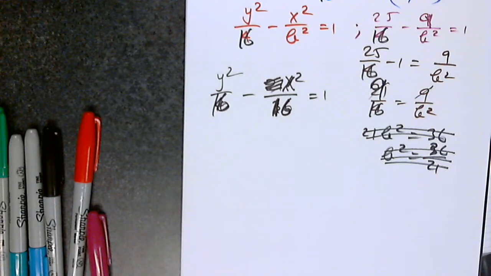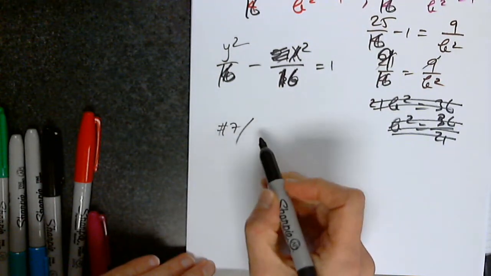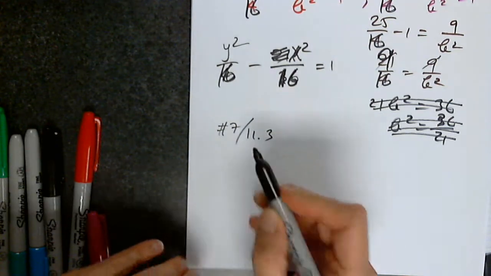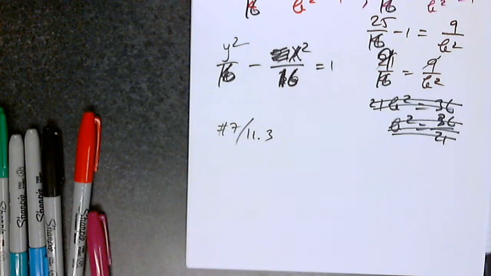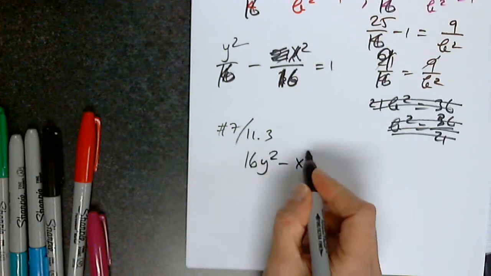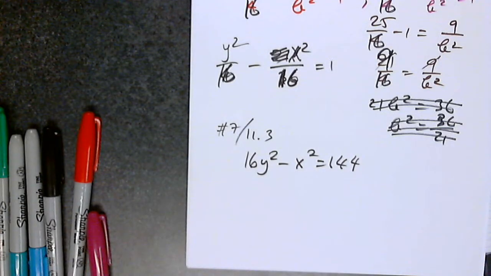Yes, Chris? Number 7, the 11.3. Same one? 11.3. Okay. Let's look at the same section. 11.3, problem 7. Let's take a look. So we want 16y squared minus x squared equals 144. Obviously, I have to do what first?